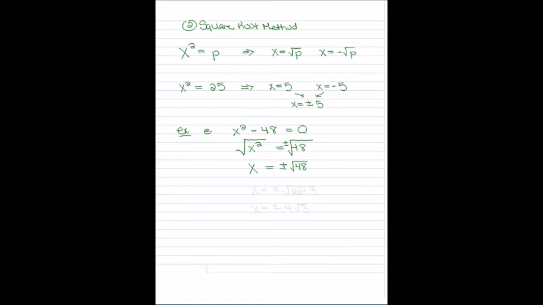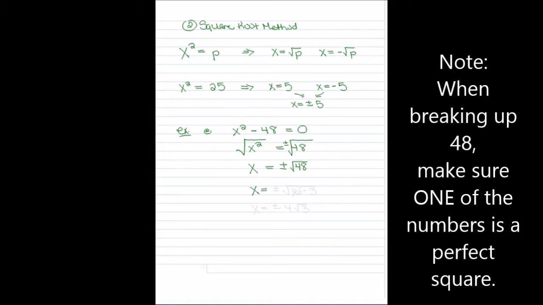48 is not a perfect square, but what I'm going to do is take out any perfect squares that are in 48. So I can break the number 48 up into 16 times 3 because I can actually take the square root of 16.